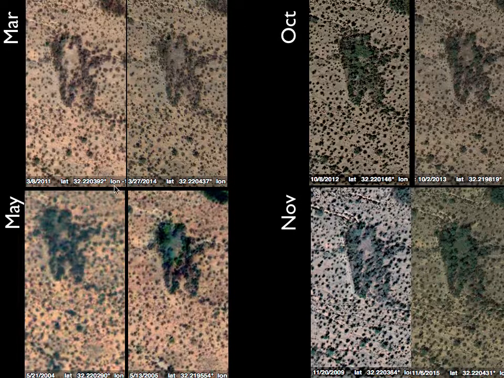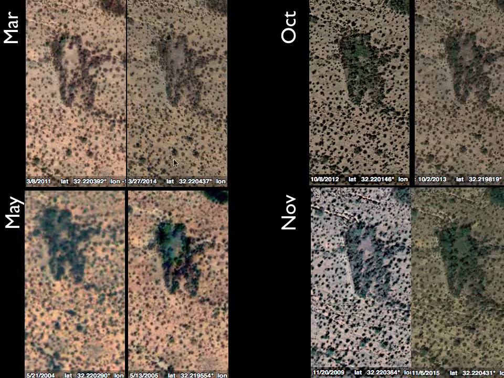What I've done is I've gone into Google Earth, and Google Earth allows me to go back in time, and you can see different dates that I've gone back to, and there's not a lot of data, but there are some places where I have repeated measurements. Here are 2 measurements in March, and 2 measurements in October, 2 measurements in Novembers of 2009 and 2015, for example, and 2 examples in May.